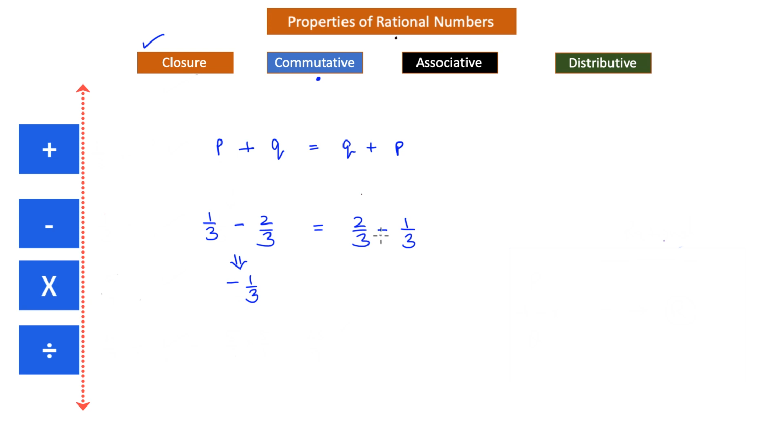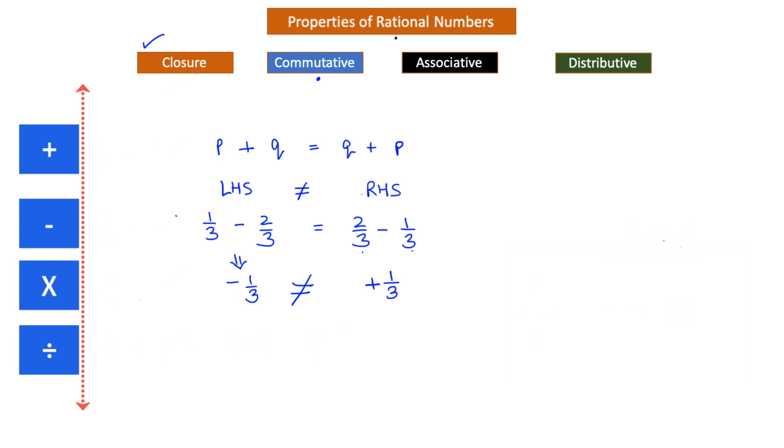But in this case, on the right hand side, you are subtracting a smaller number from a bigger number, right? In this case, the result will be plus 1/3, right? And these two results are not the same. Left hand side is not the same as the right hand side. Hence, we will say that the commutative property for rationals does not hold true under subtraction.